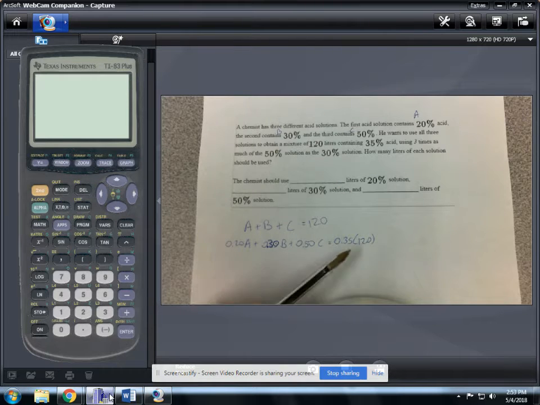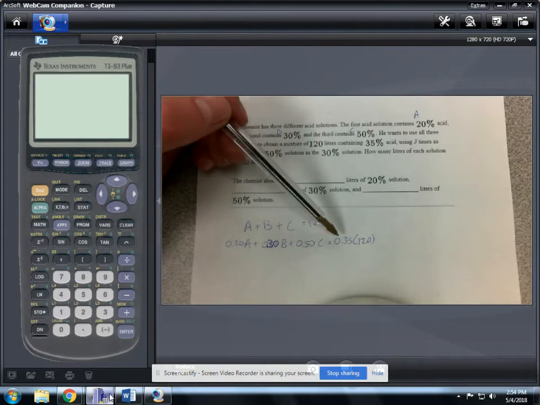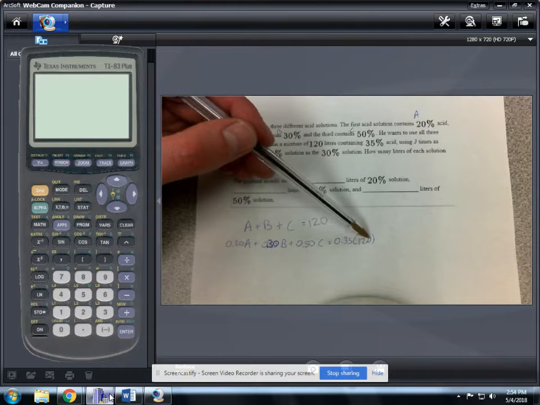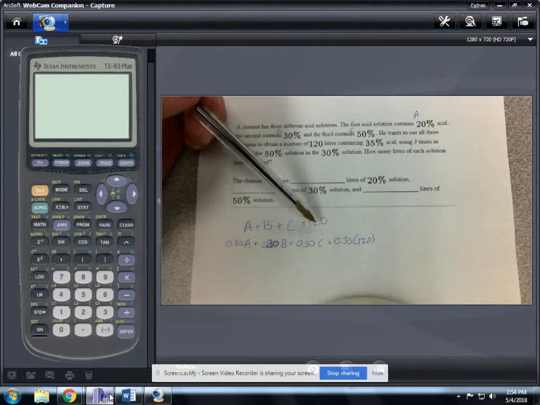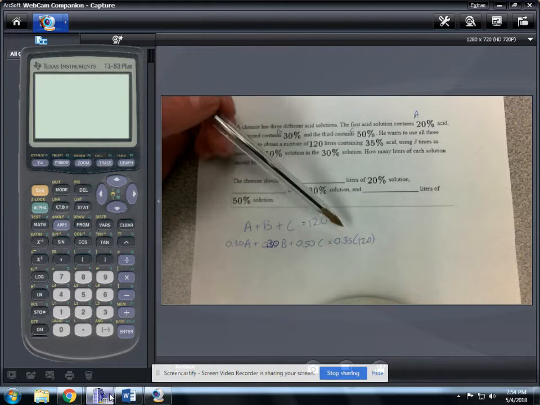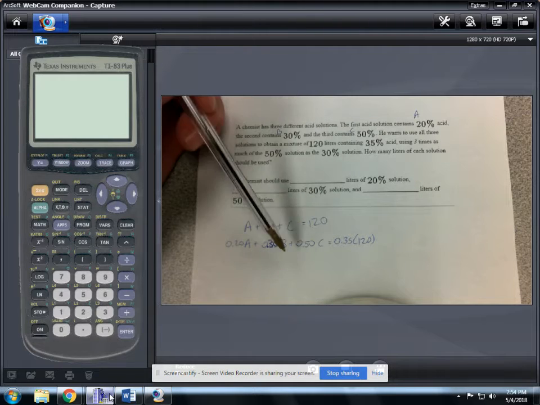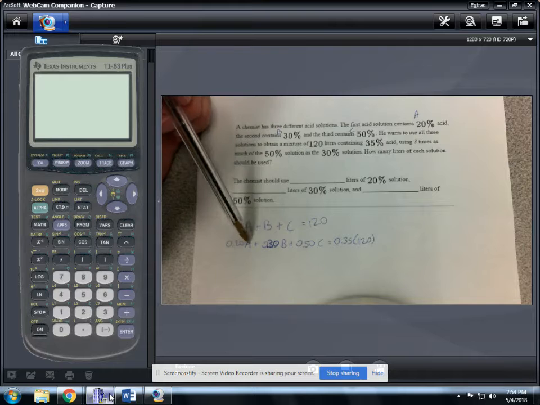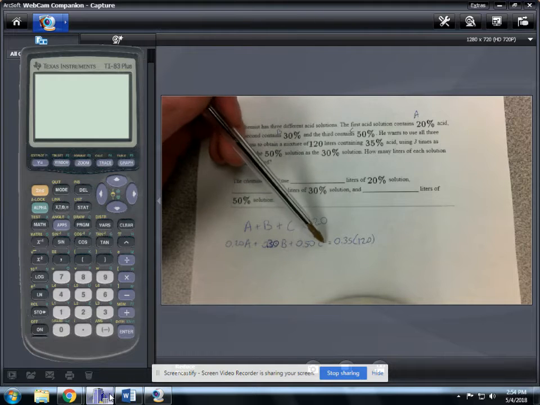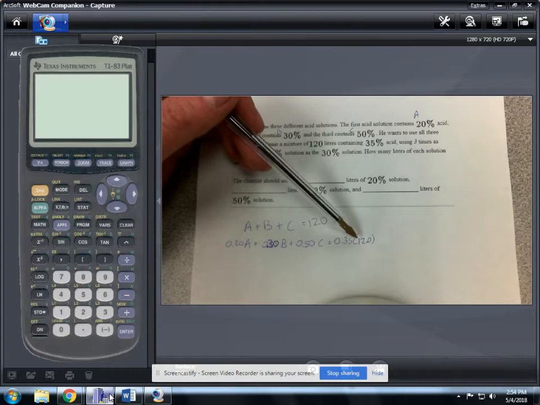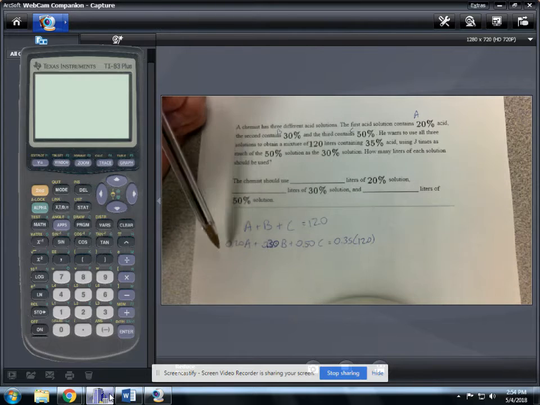And reading this equation, it says 20% of some solution plus 30% of some solution plus 50% of some solution. We don't know how much of each of these there are. It should give me 35% of this end solution. Now I know that end solution is 120, so that number I can plug in here. I don't know A, B, and C yet. So 20% of something plus 30% of something plus 50% of something equals 35% of 120. And that, I'm hoping, is one of the more complicated parts.